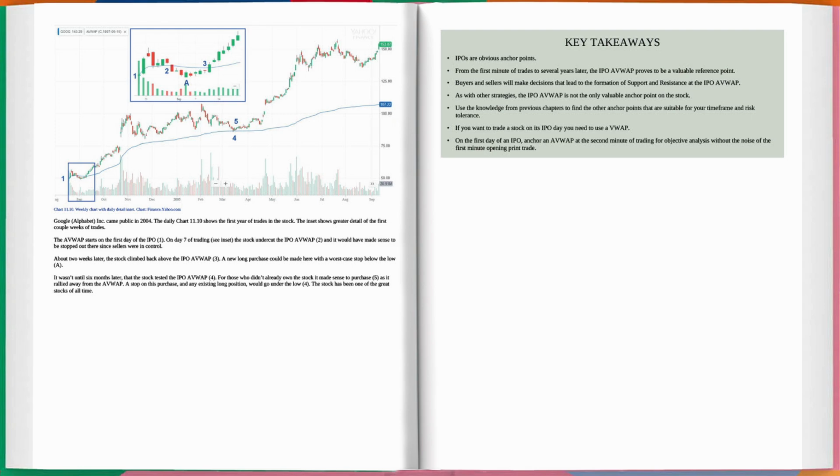If you want to trade a stock on its IPO day, you need to use a VWAP. On the first day of an IPO, anchor an AVWAP at the second minute of trading for objective analysis without the noise of the first-minute opening print trade.